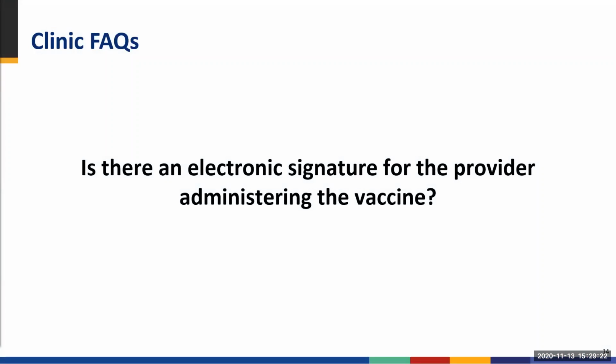Okay, first up, is there an electronic signature for the provider administering the vaccine? Yes, healthcare professional VAMS accounts are associated with their email address and include their full name and credentials. Therefore, healthcare professional full name and credentials are linked to every recipient to which they administer a vaccine. CDC can see the name and credentials of all healthcare professionals who administer each vaccine dose.